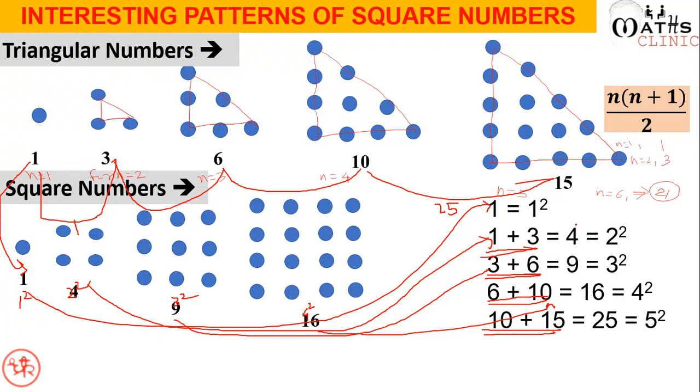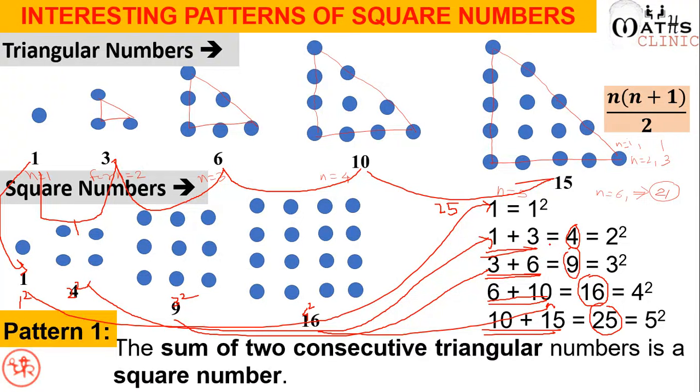is a square number. 9 is a square number. Yahan pe bhi dekhe, 4 is a square number, 9 is a square number, 16 is a square number, right? 25 is also a square number. So the sum of two consecutive triangular numbers is a square number. Samajh mein hai? Okay, so look here. Pattern 1 is what? The sum of two consecutive triangular numbers is a square number.